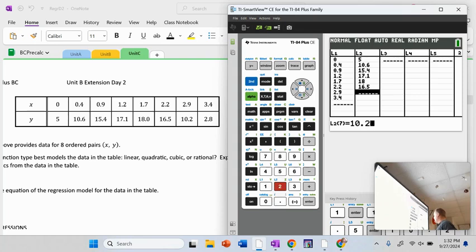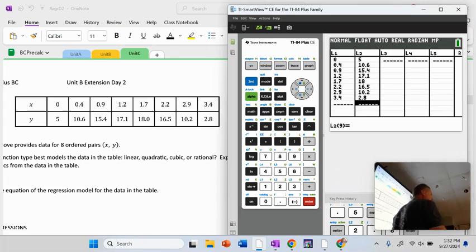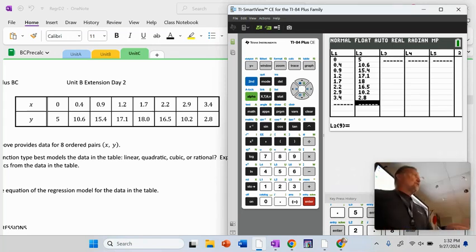16.5, 10.2, and then 2.8. First of all, look at the X's. Do the X's go up in equal intervals? Now let's just pay attention to your teacher for a second. No, but do they go up, right? Don't they go up? And this is how real data works. It's not perfect. It's not 1, 2, 3.